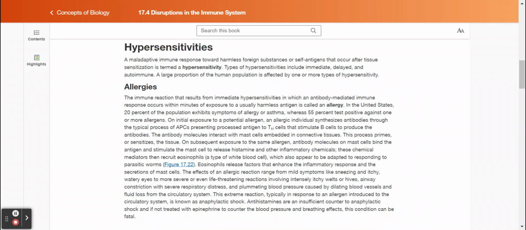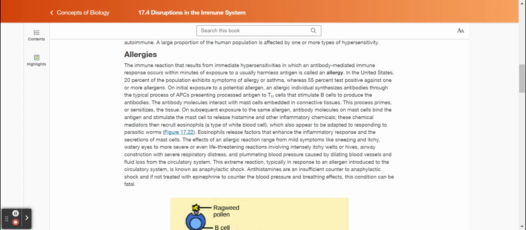Hypersensitivities. A maladaptive immune response toward harmless foreign substances or self-antigens that occur after tissue sensitization is termed a hypersensitivity. Types of hypersensitivities include immediate, delayed, and autoimmune. A large proportion of the human population is affected by one or more types of hypersensitivity.